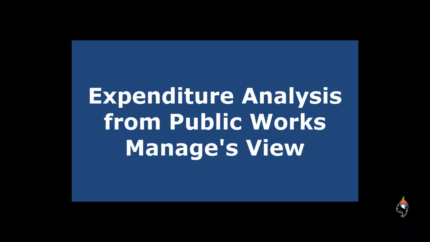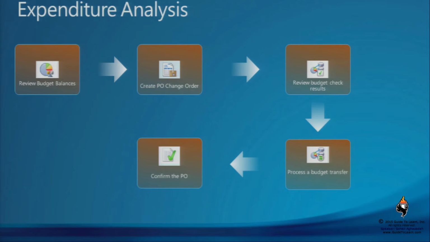In this scenario, we like to take a look at the expenditure analysis from the public works manager's point of view. Another person like Vince comes here and makes sure that you have enough balances on your budget in order to create a PO and change an order.